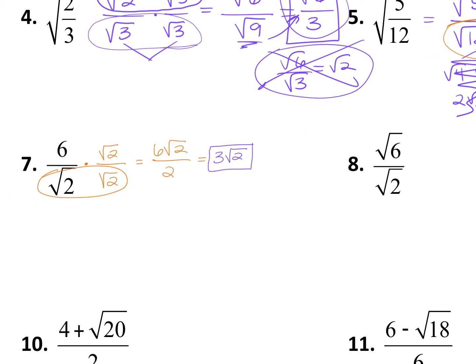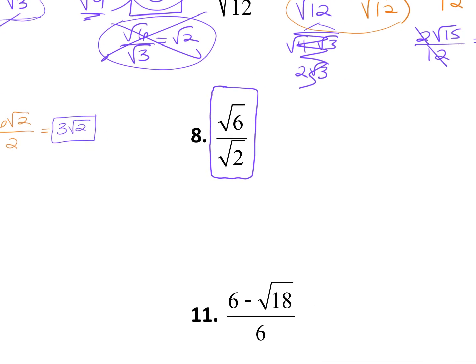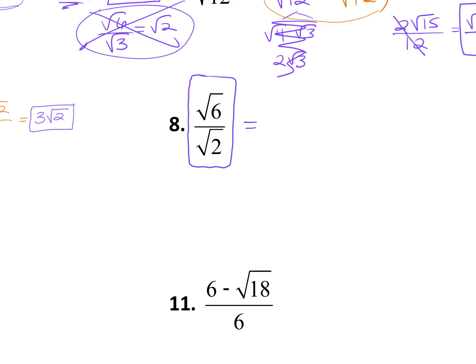Okay, now look at how similar these are. This was 6 divided by the square root of 2. This is the square root of 6 divided by the square root of 2. You do very different things. What can you do with this one? Divide, right? If they're both radicals and they're divisible, you can divide them. What's the square root of 6 divided by the square root of 2? The square root of 3. And you no longer have a radical, and there is no perfect square that 3 is divisible by, so you're done. That make sense? Okay.